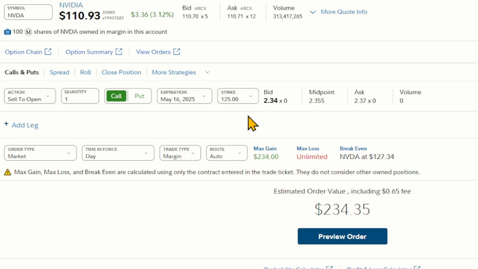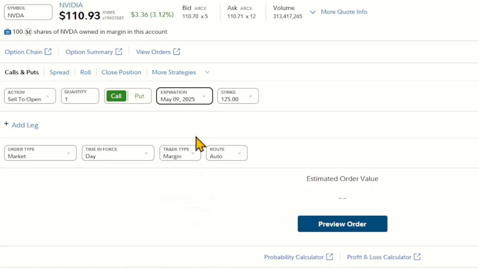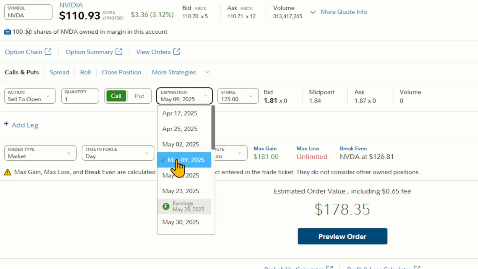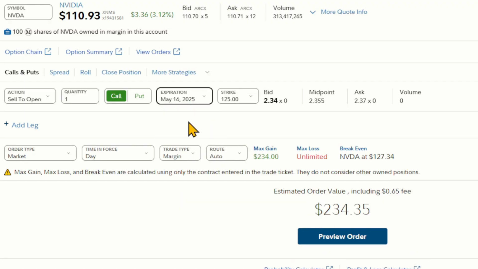That could happen. What about if it just trades sideways? Time ticks away. As time ticks away, if it continues to stay around 110.93, every day that we get closer to this expiration date, the value of this option goes down. So you can see that, right? You can see this one cost me $234, but if a week ticks away, like May 9th, then it's worth what? It's worth 178, right? So a week ticks away, it stays at the same price, you still make money, right? So let's go back to May 16th, 234 still. So if it trades sideways, as time ticks away as a seller, you get that benefit, right?